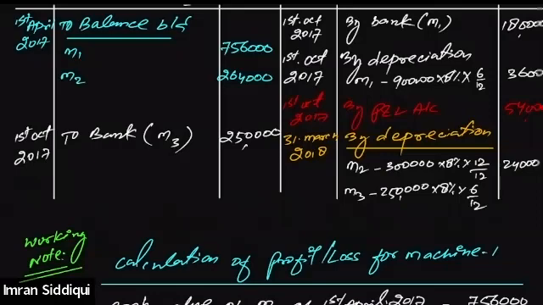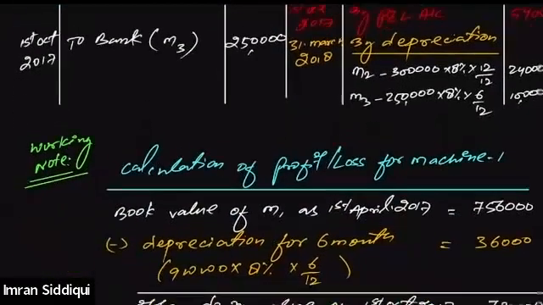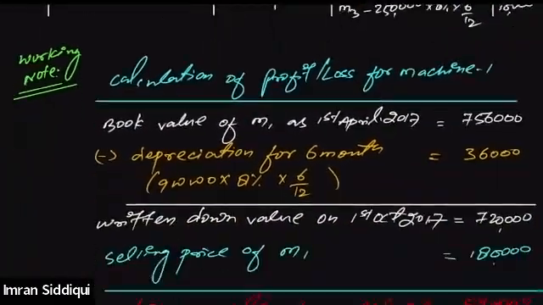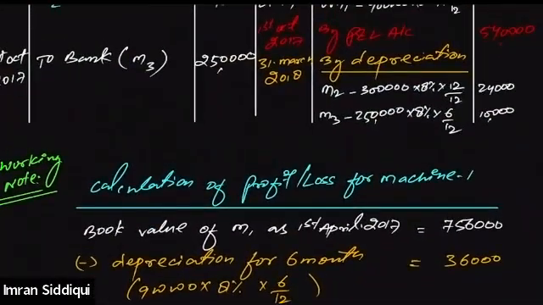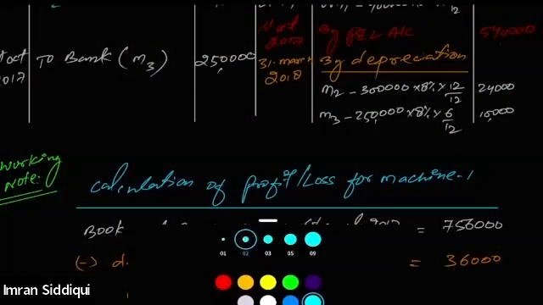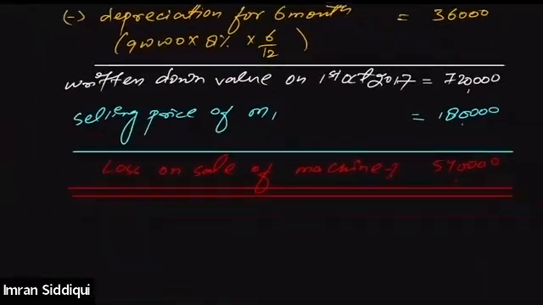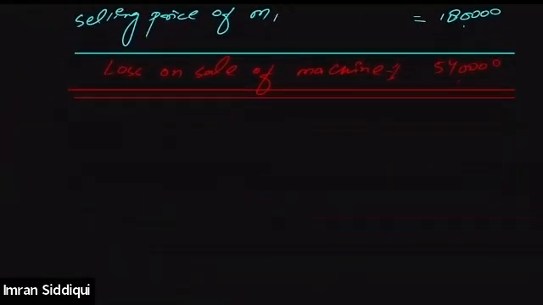Yes, sir. So, 2,50,000 into 8% into 6 by 12, this will be, I guess, 10,000. Right? Yes, sir. 2,50,000 into 8% into 6 divided by 12, 10,000. Now we'll have to find out the closing balance of both the machines. Just a minute, let me make some space.